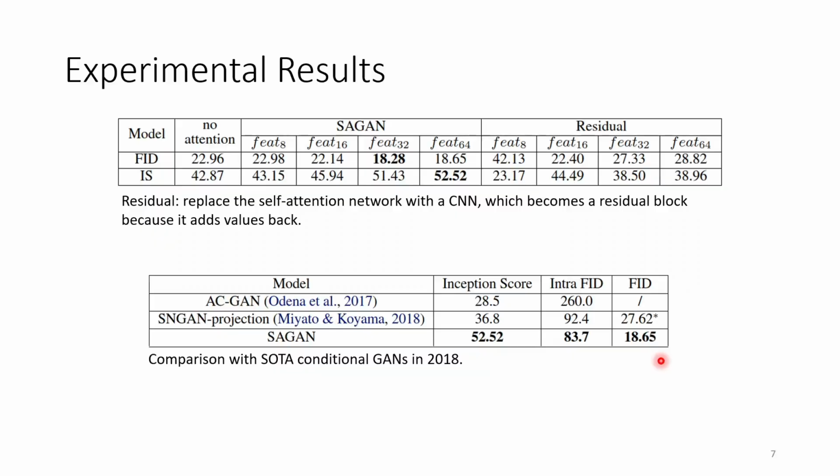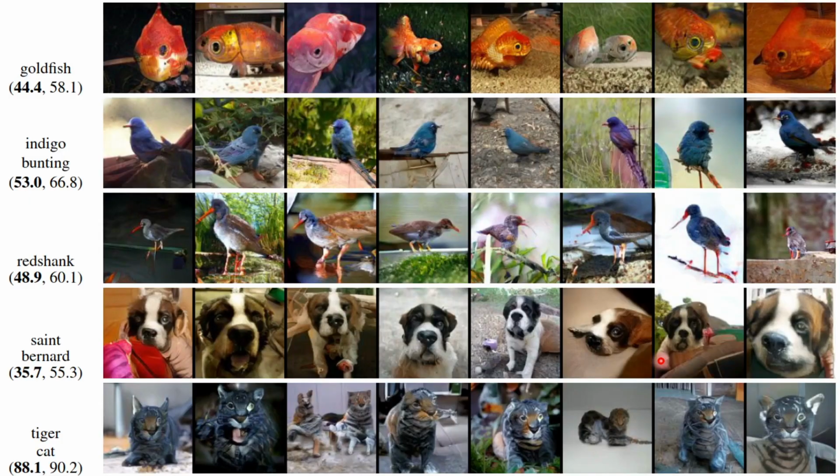So, okay, these are the images generated by the SAGAN. From our perspective today, the results are not very good. You can see that some of the goldfish look very weird. Okay, but however, they were the state-of-the-art result in 2018.